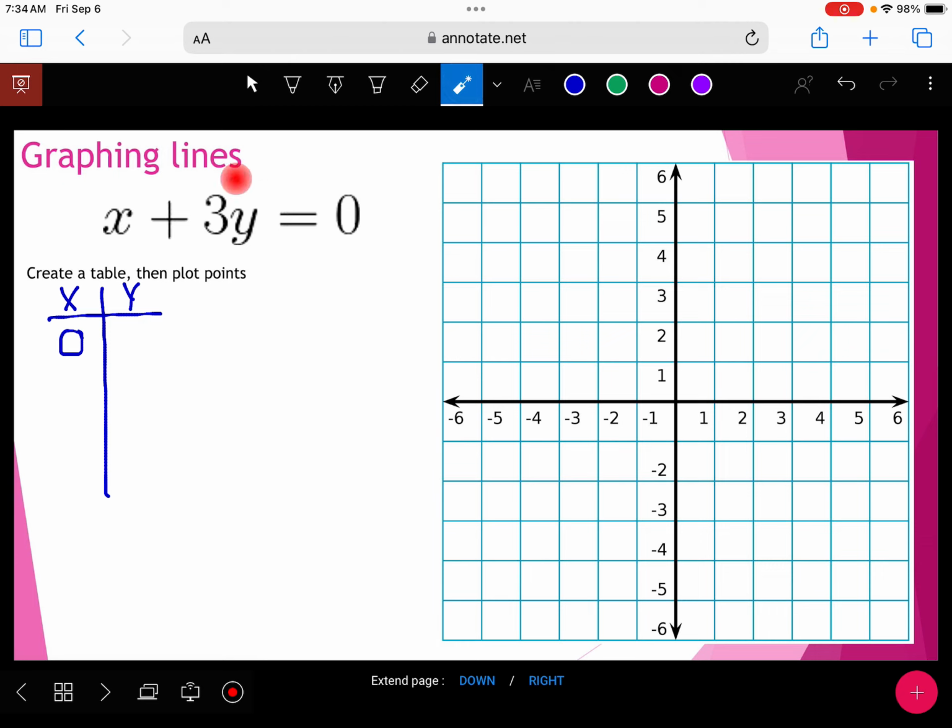If I take my original equation and substitute in that 0, we're going to have 0 plus 3 times something equals 0. Right? See that substituting in? Well, 0 plus 3y, that's the same thing as just saying 3y. So what will our y equal? 0. Divide both sides by 3, and we get y equals 0. So from that first substitution right there, I know I have a point right here.